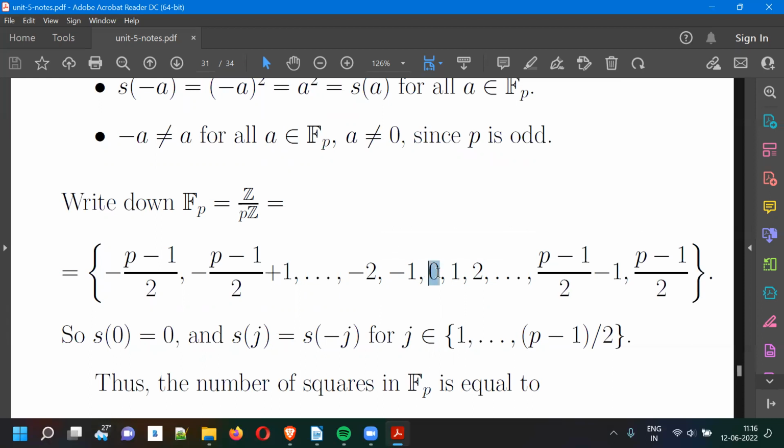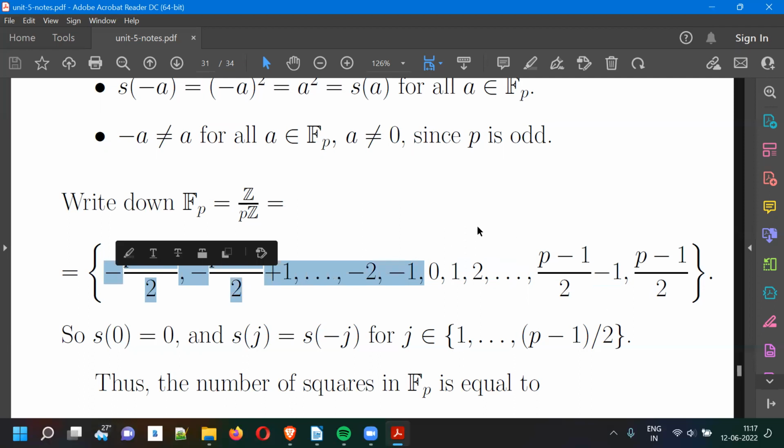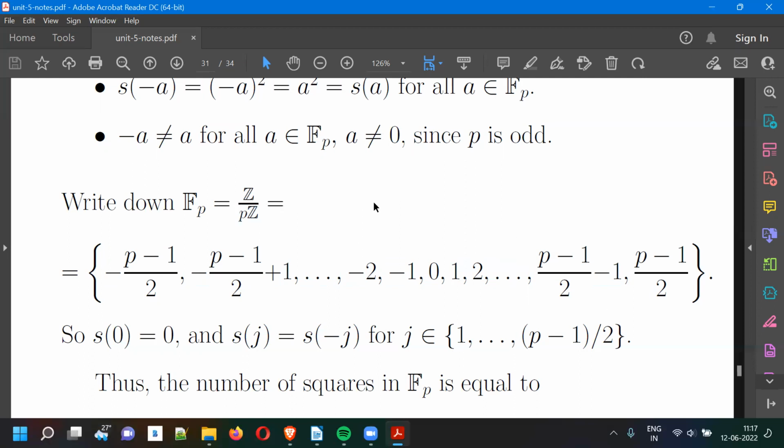Now you can take out 0, so remaining elements are P minus 1 many. The remaining elements are both in plus minus pairing, right? So (P minus 1)/2 many elements on each side. Okay, so it is 0, then 1 to (P minus 1)/2, and minus 1 to minus (P minus 1)/2. These are the elements. This is another way of writing down the elements in Z mod PZ.